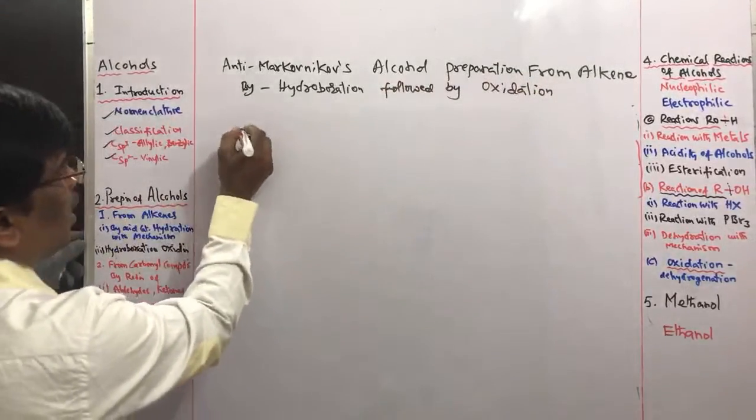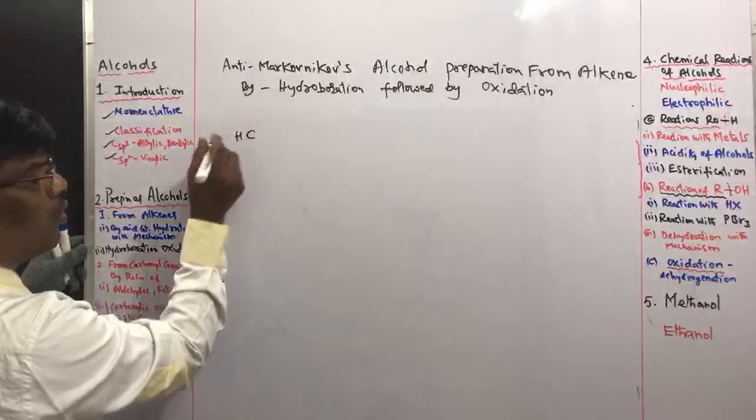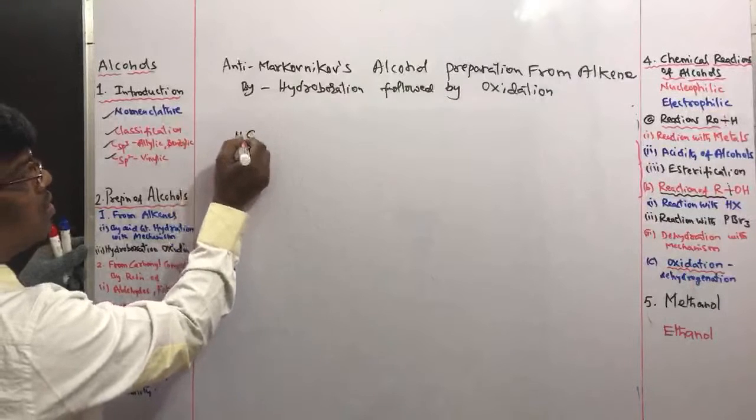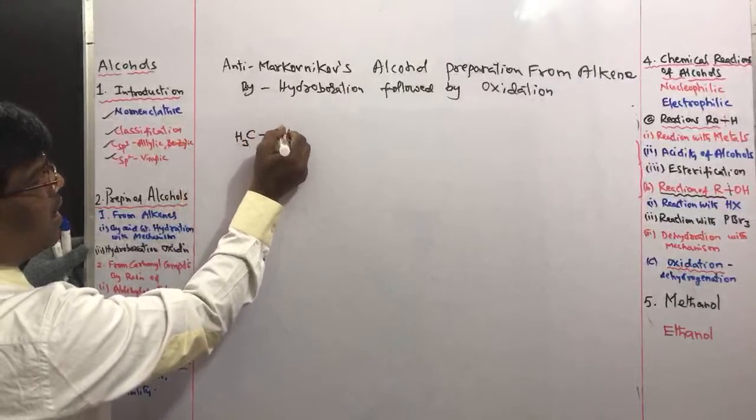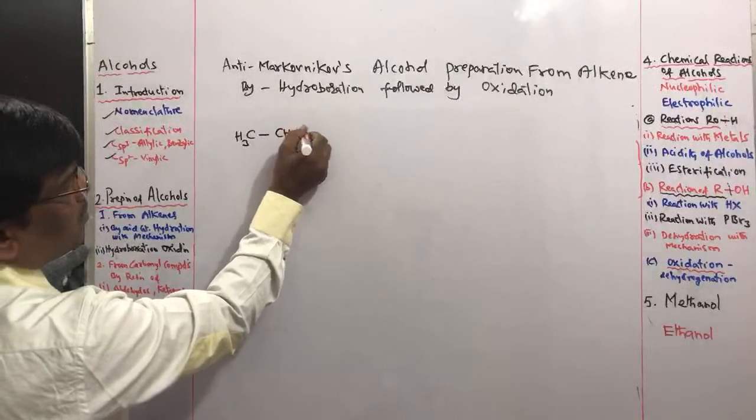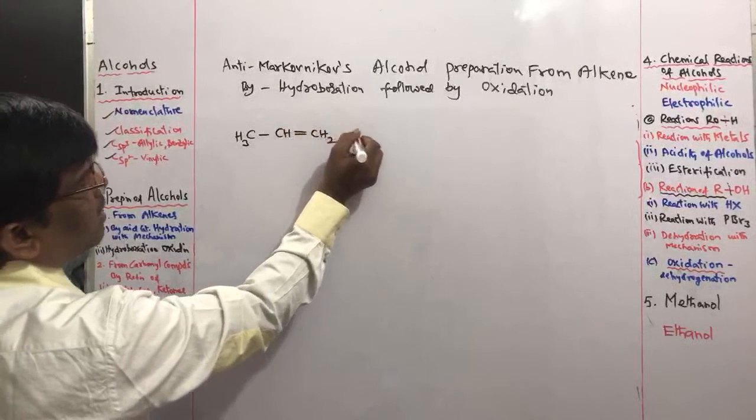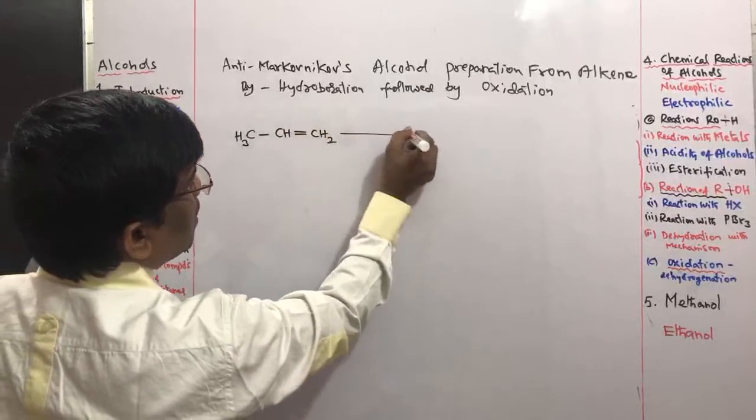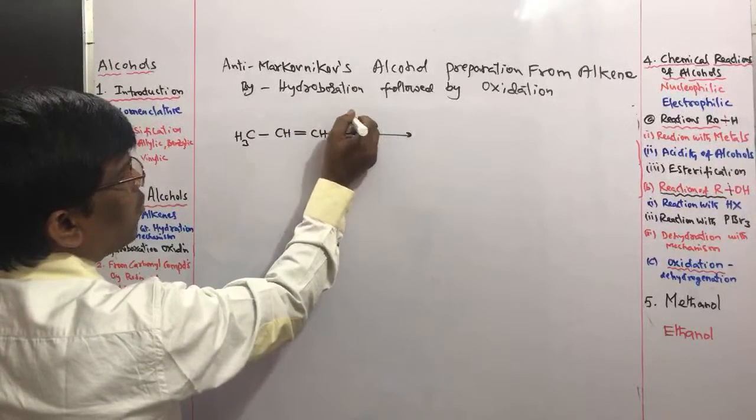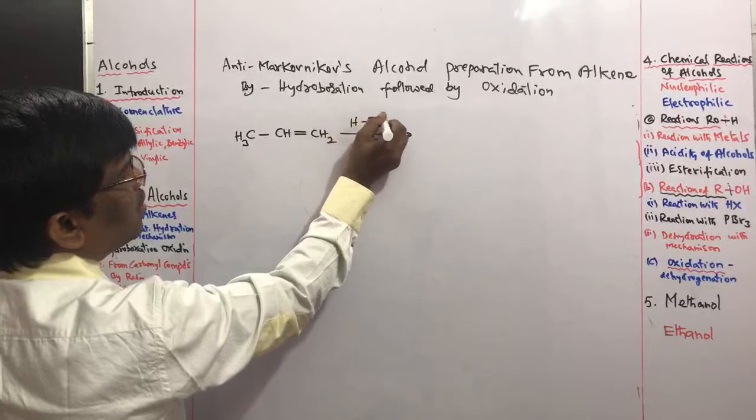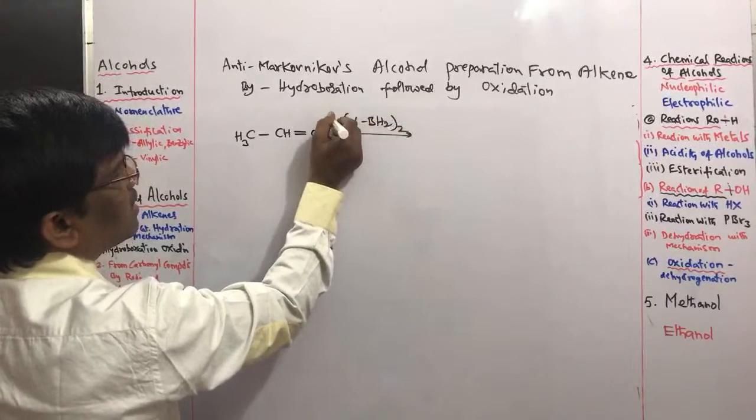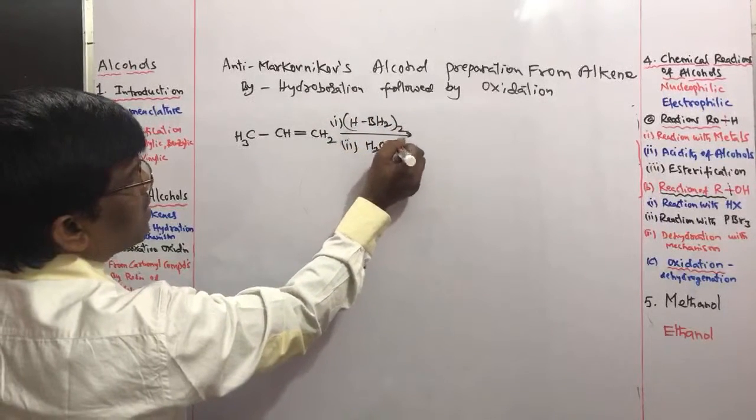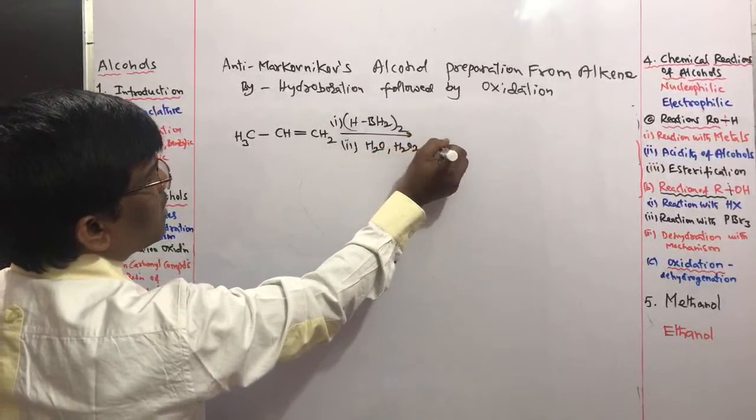Yes, students, let us take the same propene. Don't worry, you can attach any R group here, no doubt. So let me take the same propene, and this time let us see what we are going to get. The first step is diborane, BH3, taken twice. This is the first step. And the second step is hydrolysis in the presence of peroxide and base.